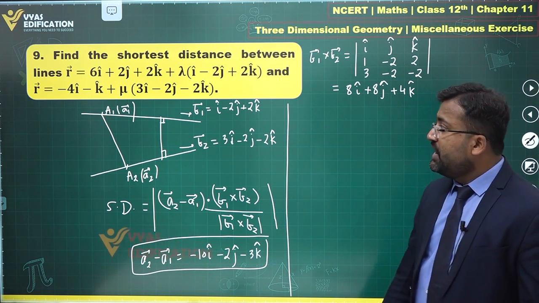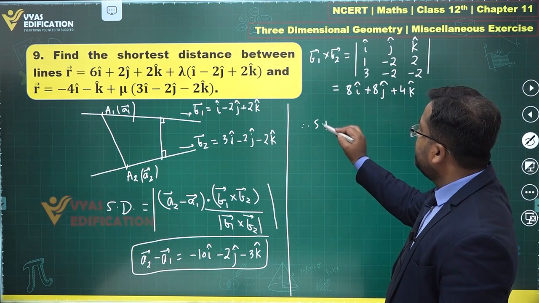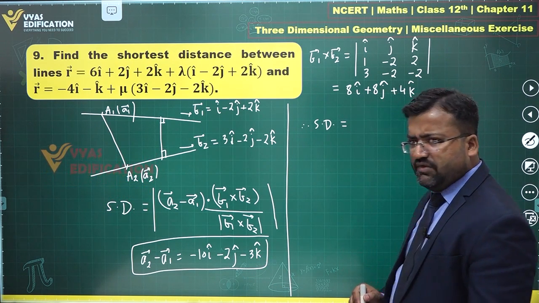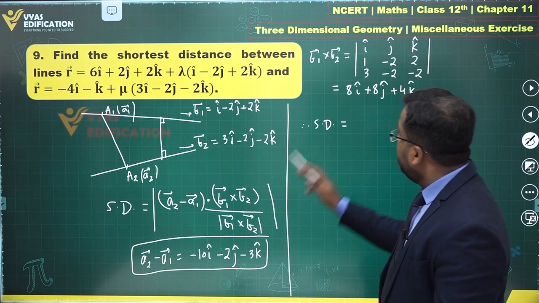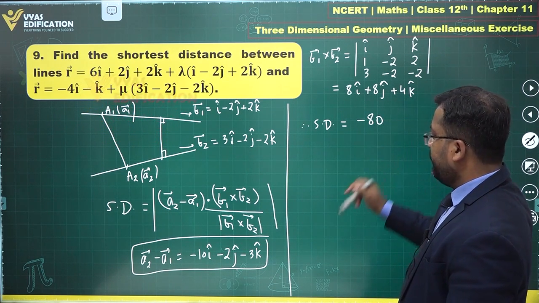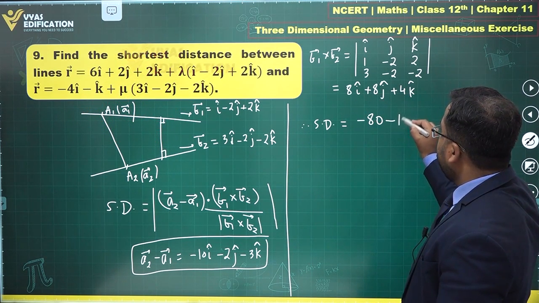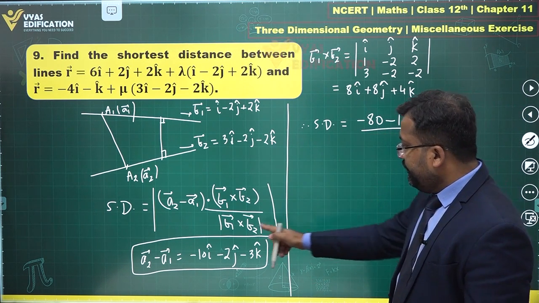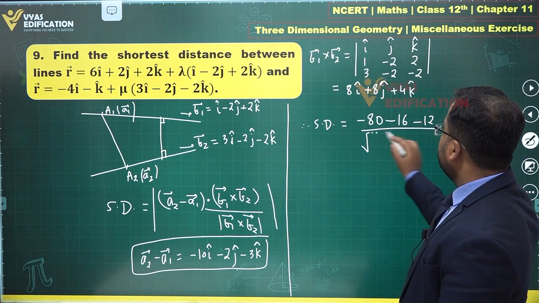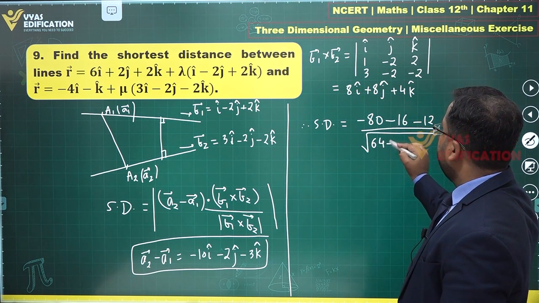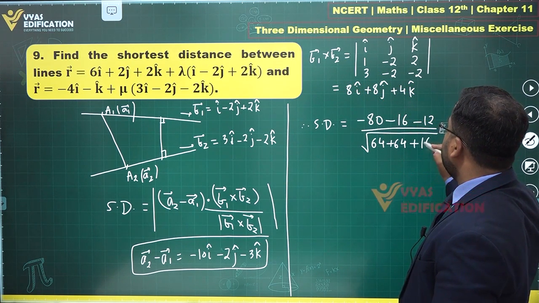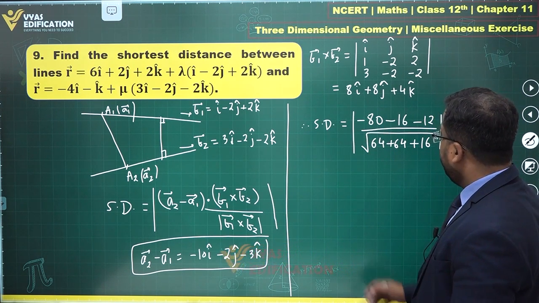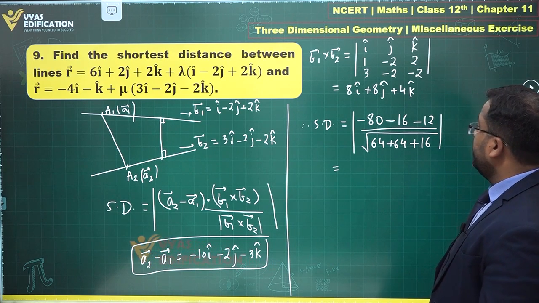b1 cross b2. Therefore, the shortest distance will be equal to this dot product with this. First of all, let's do that. So minus 10 into 8 is minus 80. Minus 2 into minus 8 is minus 16, and minus 12. In the denominator, you need the magnitude of this, which is under root of 64 plus 64 plus 16, and a modulus over here. This is what you have. Right? And where does this take me?